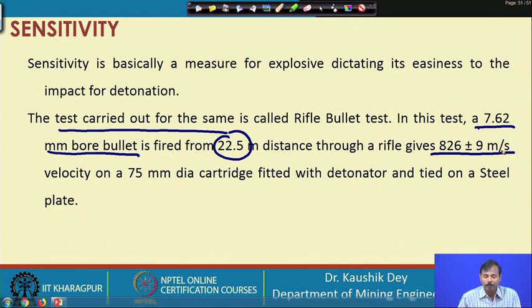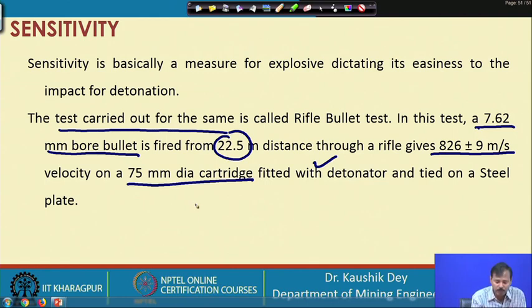And which type of explosive is used? The explosive is also fixed. The explosive should be of 75 mm diameter cartridge, and the explosive must be fitted with a detonator, or whichever is required for detonating that explosive. That means, if the explosive is not detonator sensitive, it is booster sensitive. In that case also we need to provide a booster fitted with the detonator. That means, the complete set of initiation system must be provided.